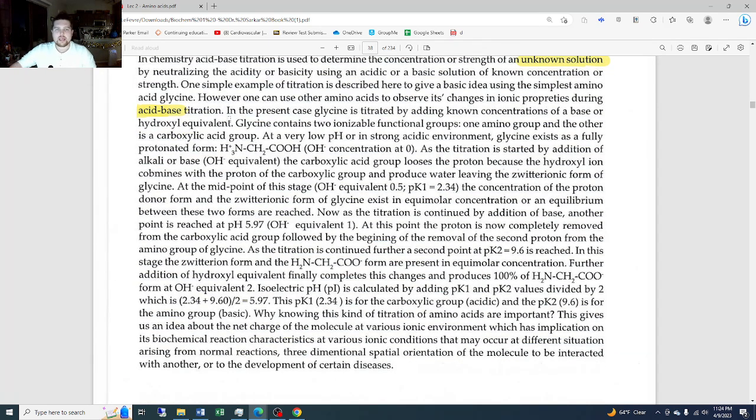Glycine contains two ionizable functional groups. Sorry, it's a little late. One is an amino group and the other is a carboxylic acid group. So our amino group and our carboxylic acid group. At a very low pH or in a strong acidic environment, remember low pH means that we have a lot of hydrogen, it's a strong acid, glycine exists as a fully protonated form, so it's loaded up with the protons.